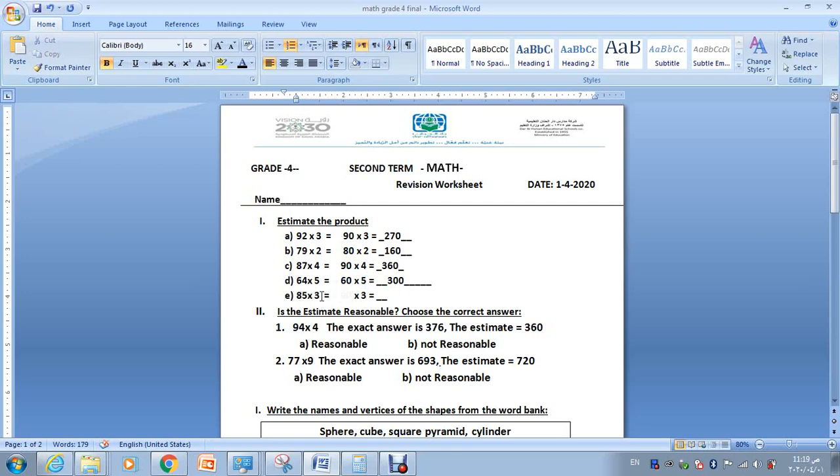Now 85 times 3. 85 is made up of 5 next to 8, and the 5 is team up or down? Team up. So 85 will be rounded up into 90, and 90 times 3 equals 270.